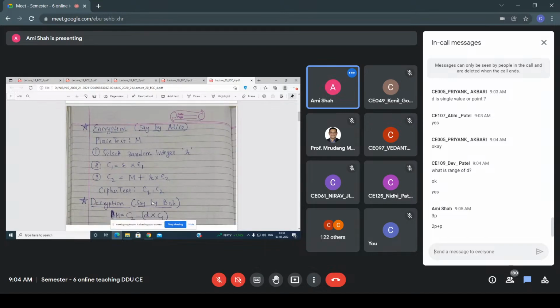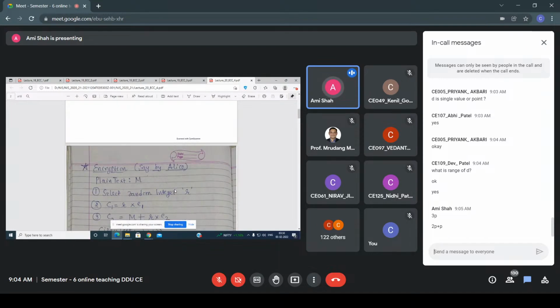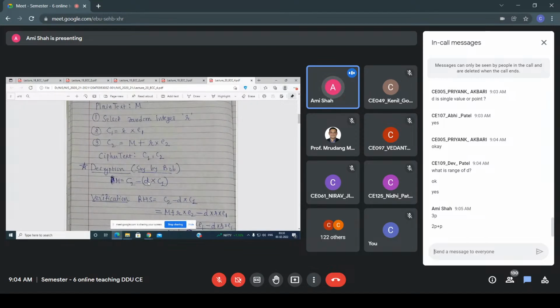Once the ciphertext is created, now what happened? The encrypted message is sent to Bob. Now all of you know that Bob has a private key. Which private key? The D private key. With the help of the private key, Bob will decrypt the message. So C1 and C2 are the ciphertexts, and M equals C2 minus D into C1. So Bob uses this equation, and with the help of that, Bob decrypts the message, right?